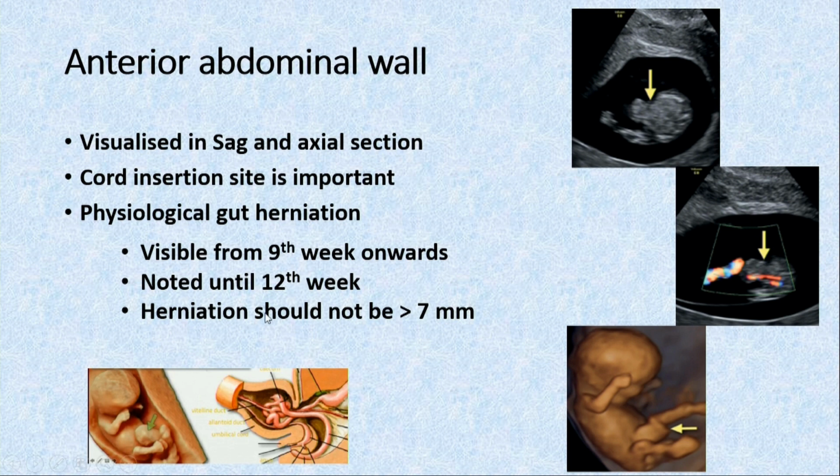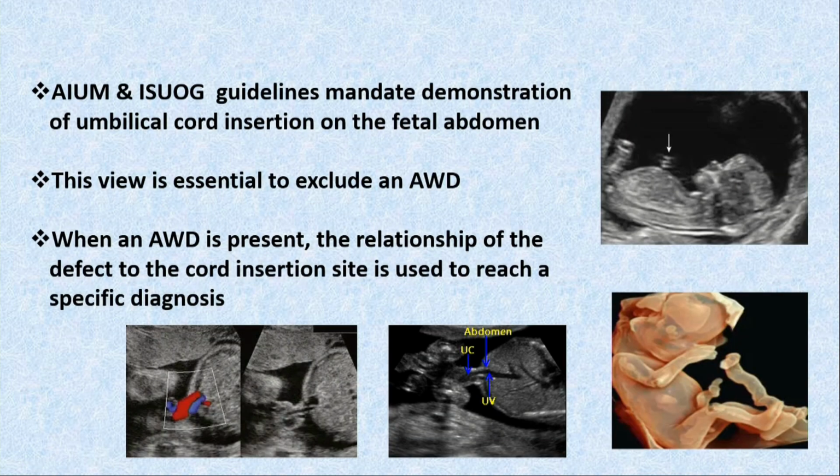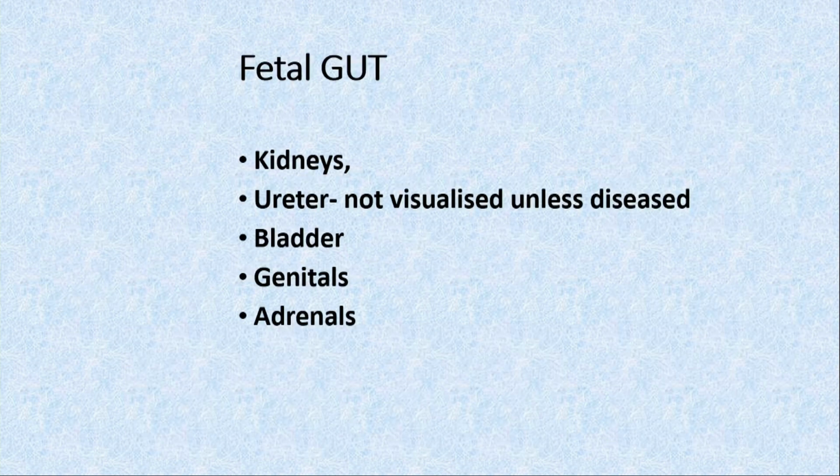Okay. So in the anterior abdominal wall, we have to remember about the physiological gut herniation, which is visible from the 9th week onwards till the 12th week, and herniation should never be seen beyond 12 weeks of gestation. And in every scan, we have to visualize the gallbladder.